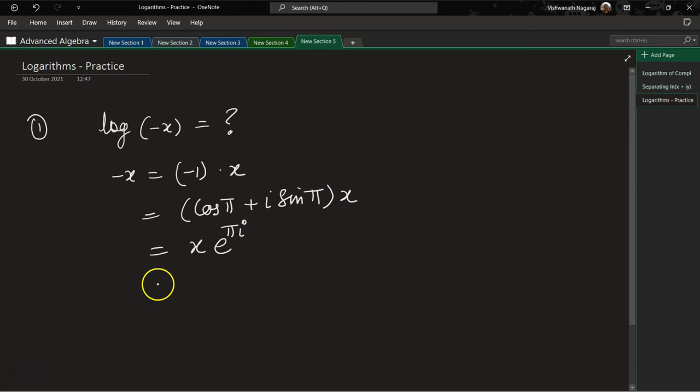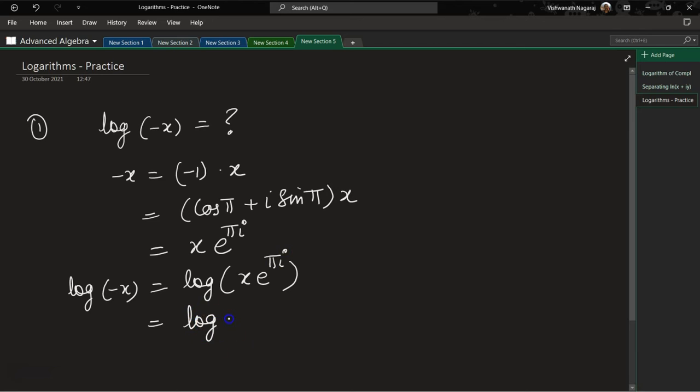Now we follow log rules. So we take the log of both the sides. Log of minus x is equal to log of x e to the power of pi i. Again, log of x plus log of e to the power of pi i.